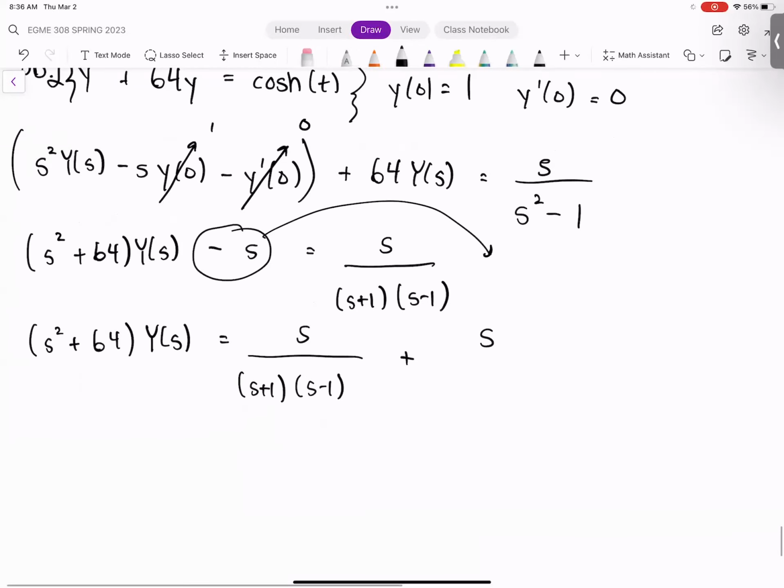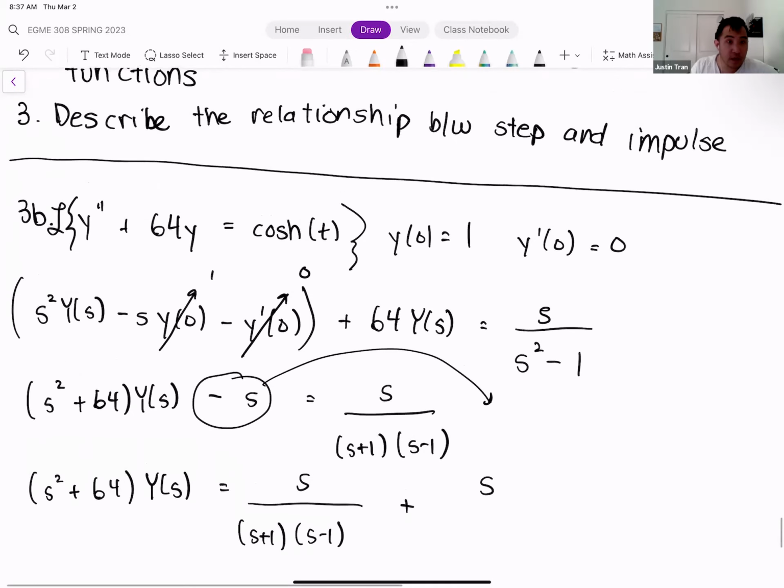Hey, Professor. Yes. Isn't the right-hand side in the original 3 cosh t? 3 cosh t, you are correct. Yes, so there should be a 3 here. Thank you for catching that.